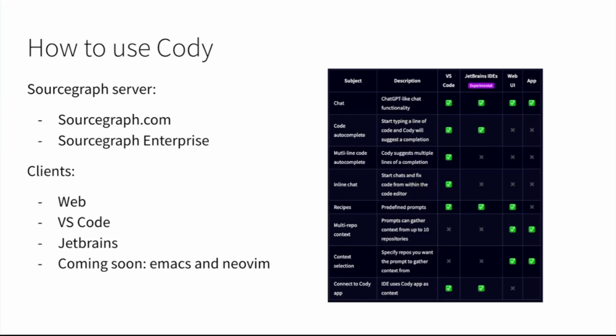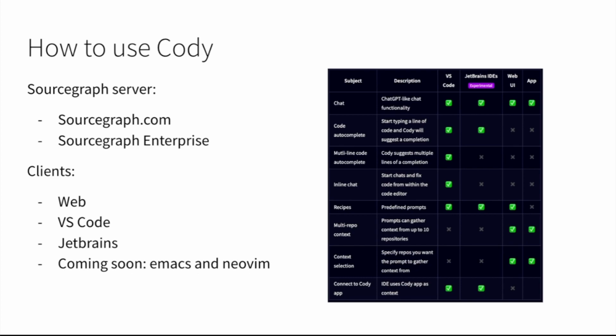Now, before we actually dive into all of the features of Cody, I think it's important to first understand the different ways that Cody can be accessed and used. So first off, Cody is connected to a Sourcegraph instance like we talked about earlier. Typically, this instance that Cody is connected to will either be sourcegraph.com or a private Sourcegraph enterprise deployment within a company or organization's environment and code base.